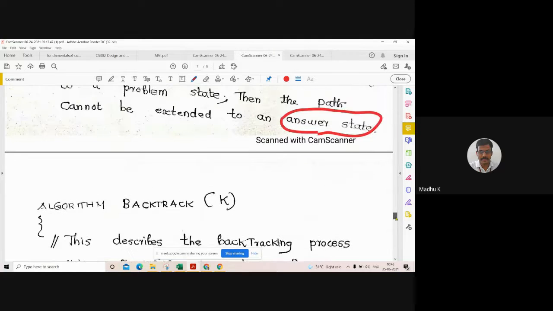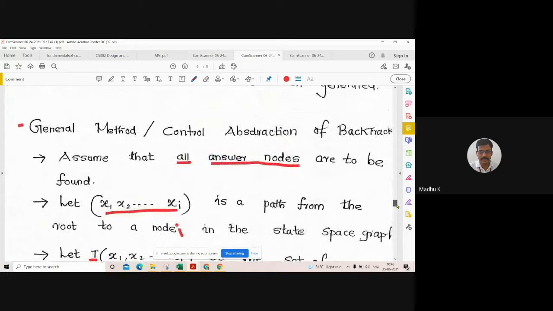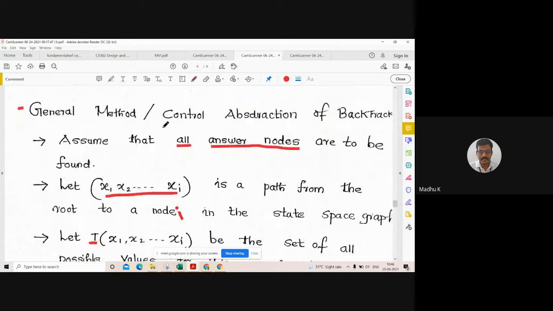So this control abstraction is important. It's an important topic.